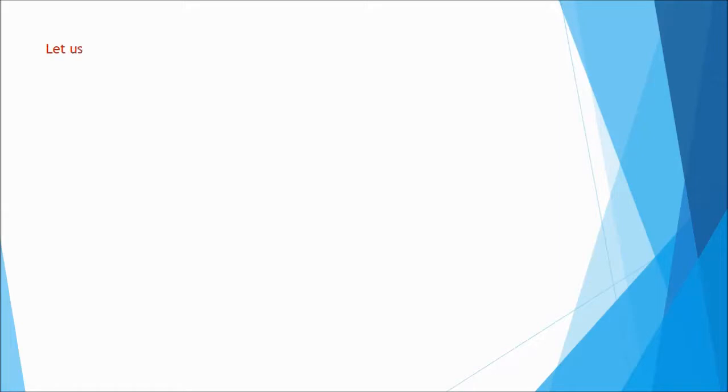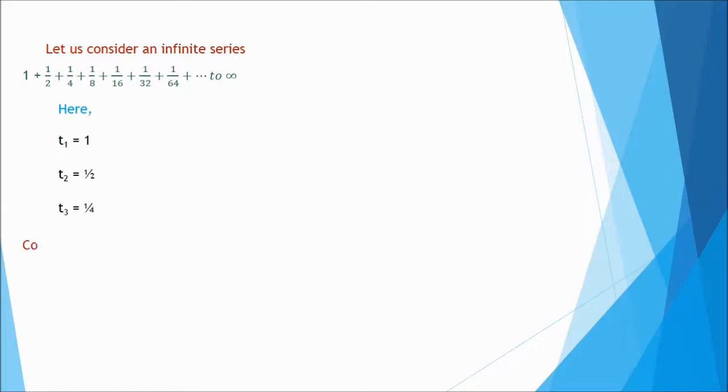We need to understand one thing. For the purpose of understanding, let us consider an infinite series, the previous infinite series. You can see the infinite series here. The first term t1 is 1, we can easily see. The second term is 1 by 2, the third term is 1 by 4, and the common ratio.